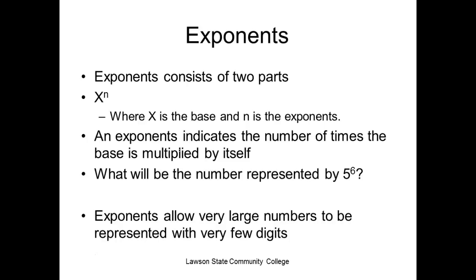So exponents consist of 2 parts. We have a base, which is x, and then an exponent that we raise that base up to, right? Y'all understand that? Y'all familiar with this? An exponent indicates the number of times the base is multiplied by itself. What would be the number represented by 5 to the 6?